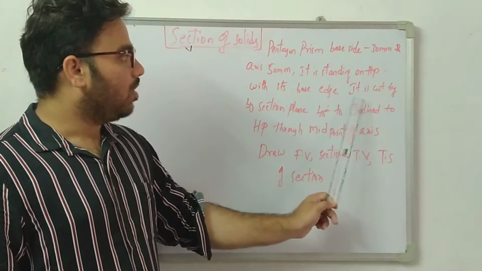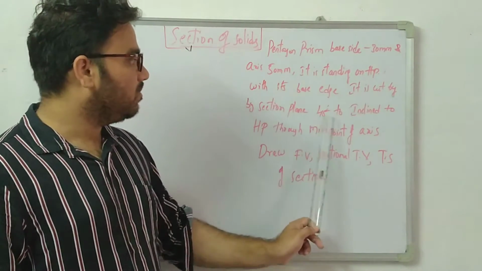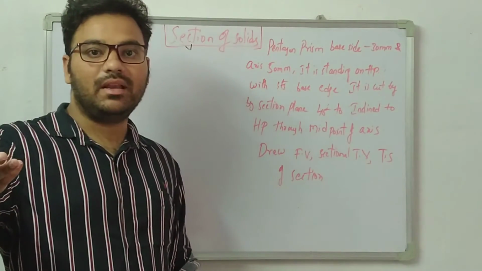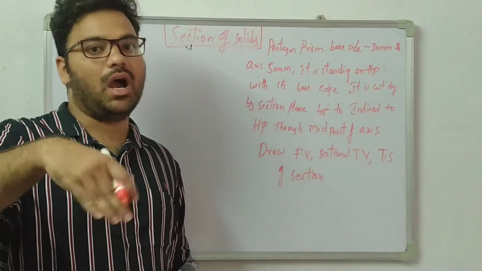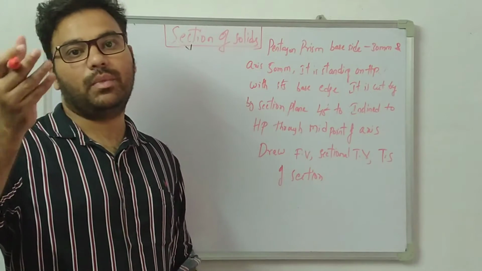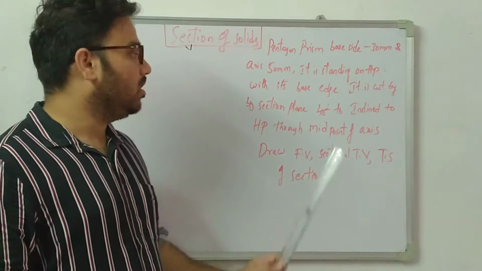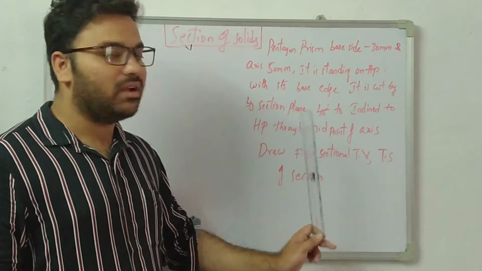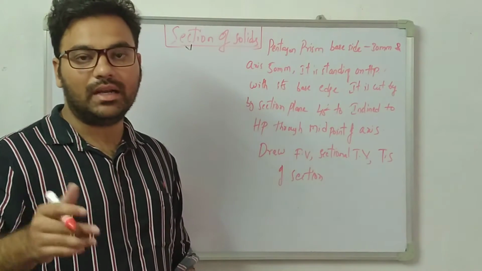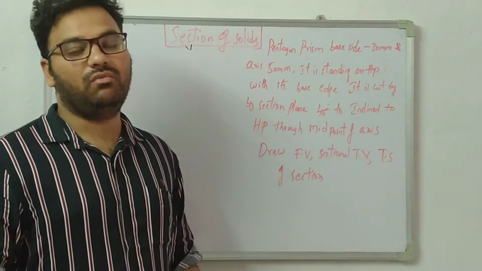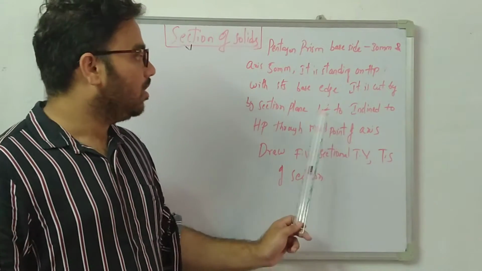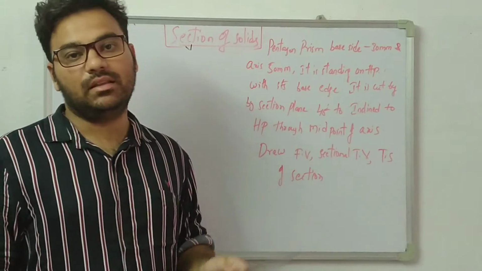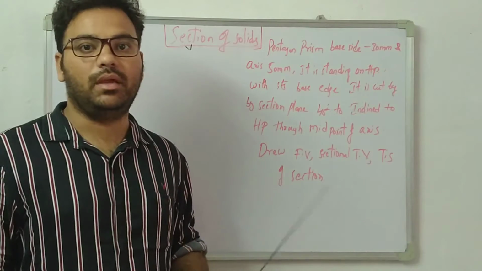See here, in this problem it is cut by a sectional plane 45 degrees inclined to the HP. One more plane is there, but that plane is automatically not mentioned. So we have to consider that the cutting plane is perpendicular to the VP. So he will give only one case, it is inclined to the HP, that is 45 degrees. He has not mentioned one more point, that the cutting plane is perpendicular to the VP. Whether he mentions it or not, we have to assume it is perpendicular. The HP inclination is given, so the cutting plane should be perpendicular to the VP.